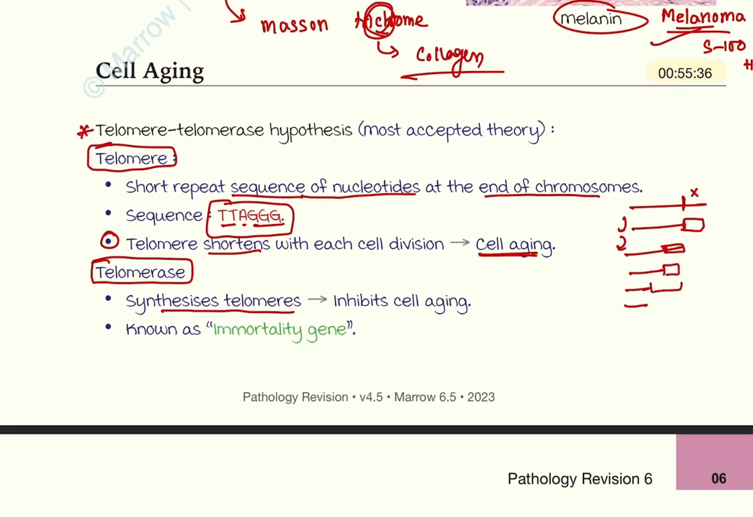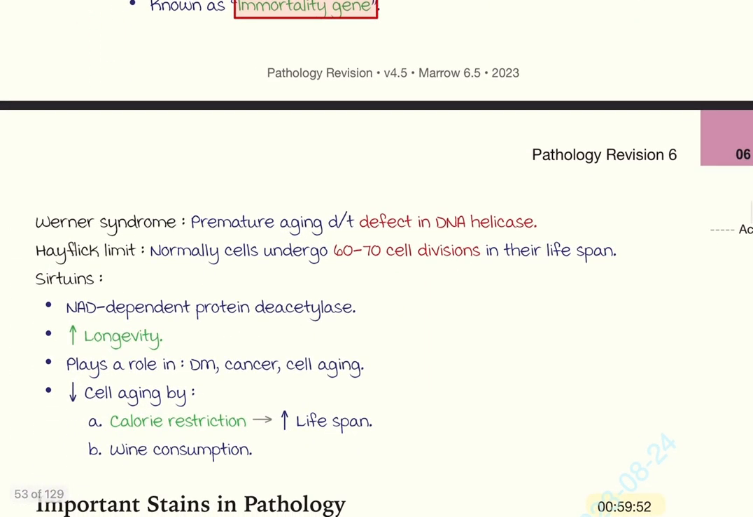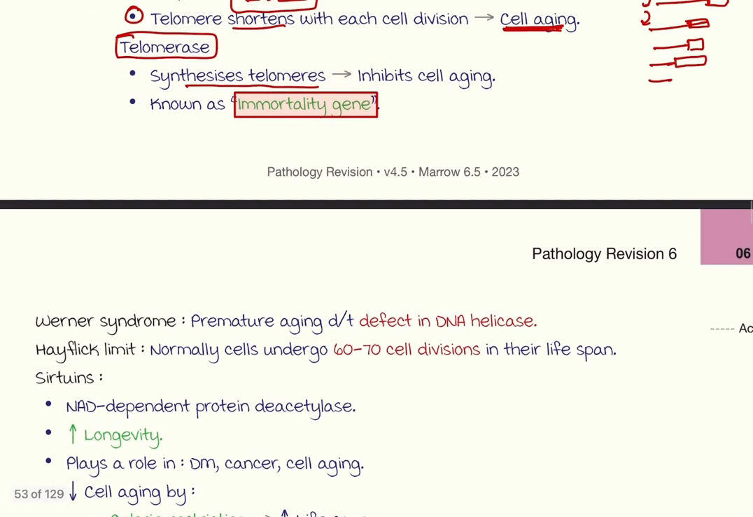Okay, so that will inhibit cell aging. These telomerase are normally not present in our somatic cells, but these are present in our germ cells. High telomerase activity is seen in germ cells and stem cells, and that is why it is known as the immortality gene. Telomerase is absent in somatic cells. This telomerase is very, very important.